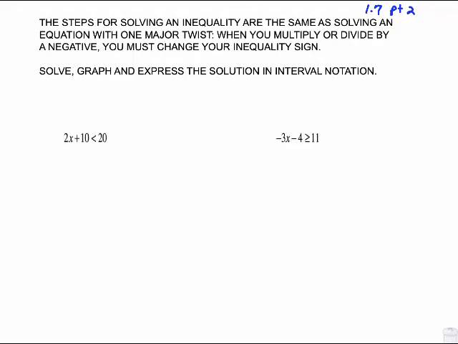This is MAC 1105, Section 1.7, Part 2. In Part 1, we looked at interval notation. In Part 2 here, we're actually going to solve these inequalities.